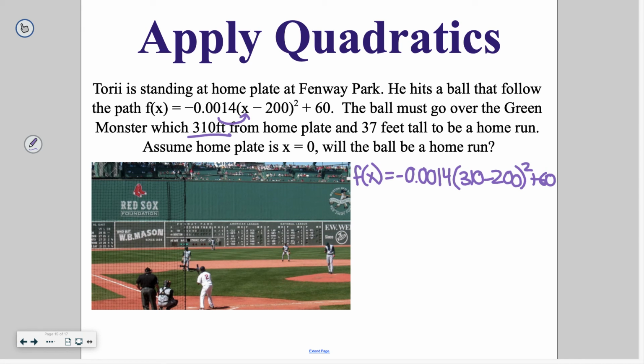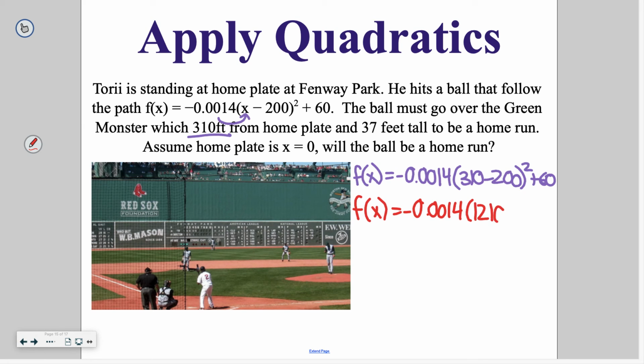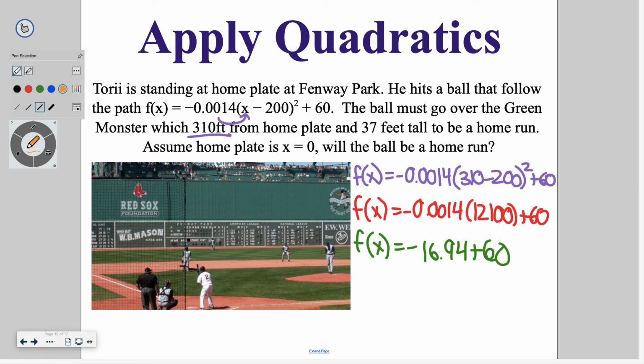When you square that, 110 squared is going to give us a value of 12,100. So I've got negative 0.0014 times 12,100 plus 60. After I do my multiplication there and do negative 0.0014 times 12,100, I'm going to get f of x is equal to negative 16.94 plus 60.